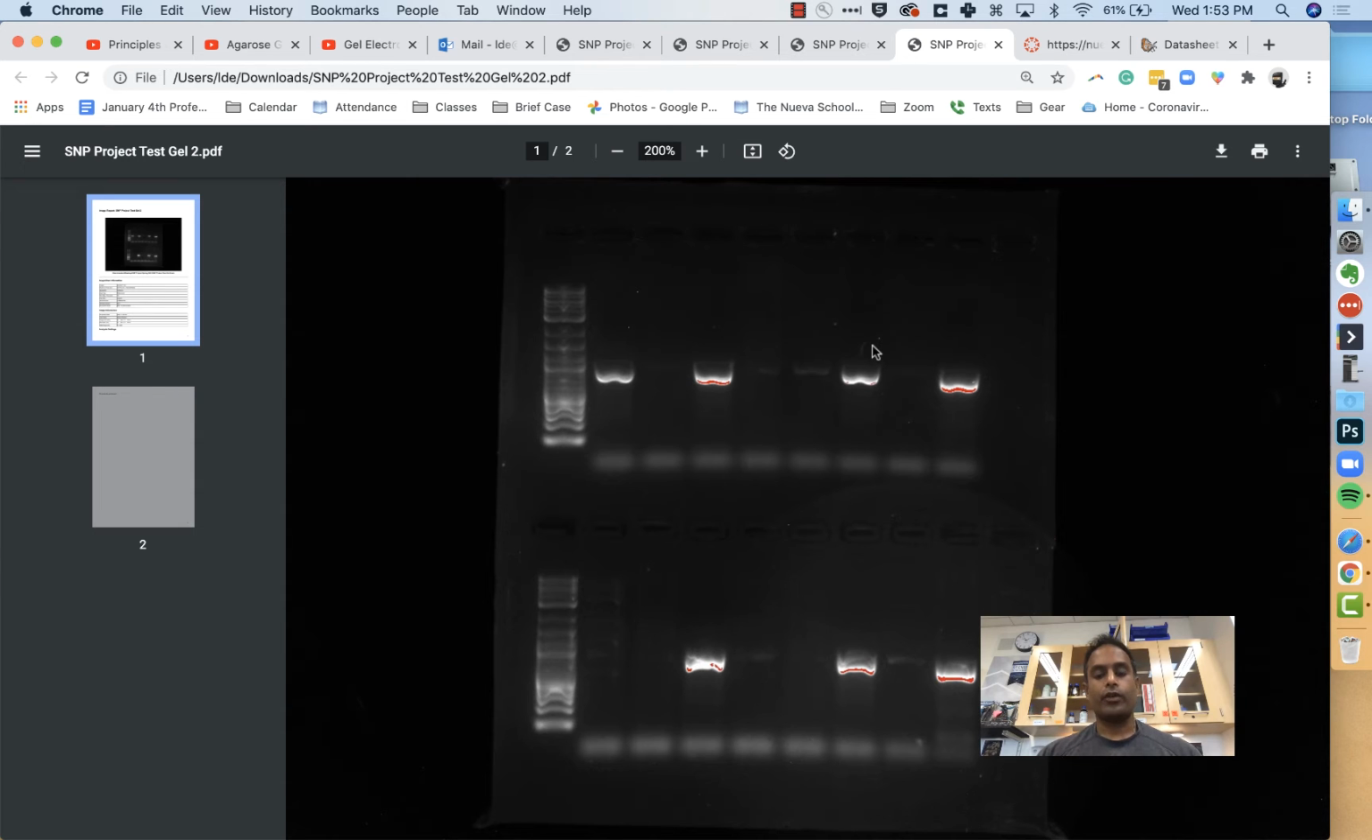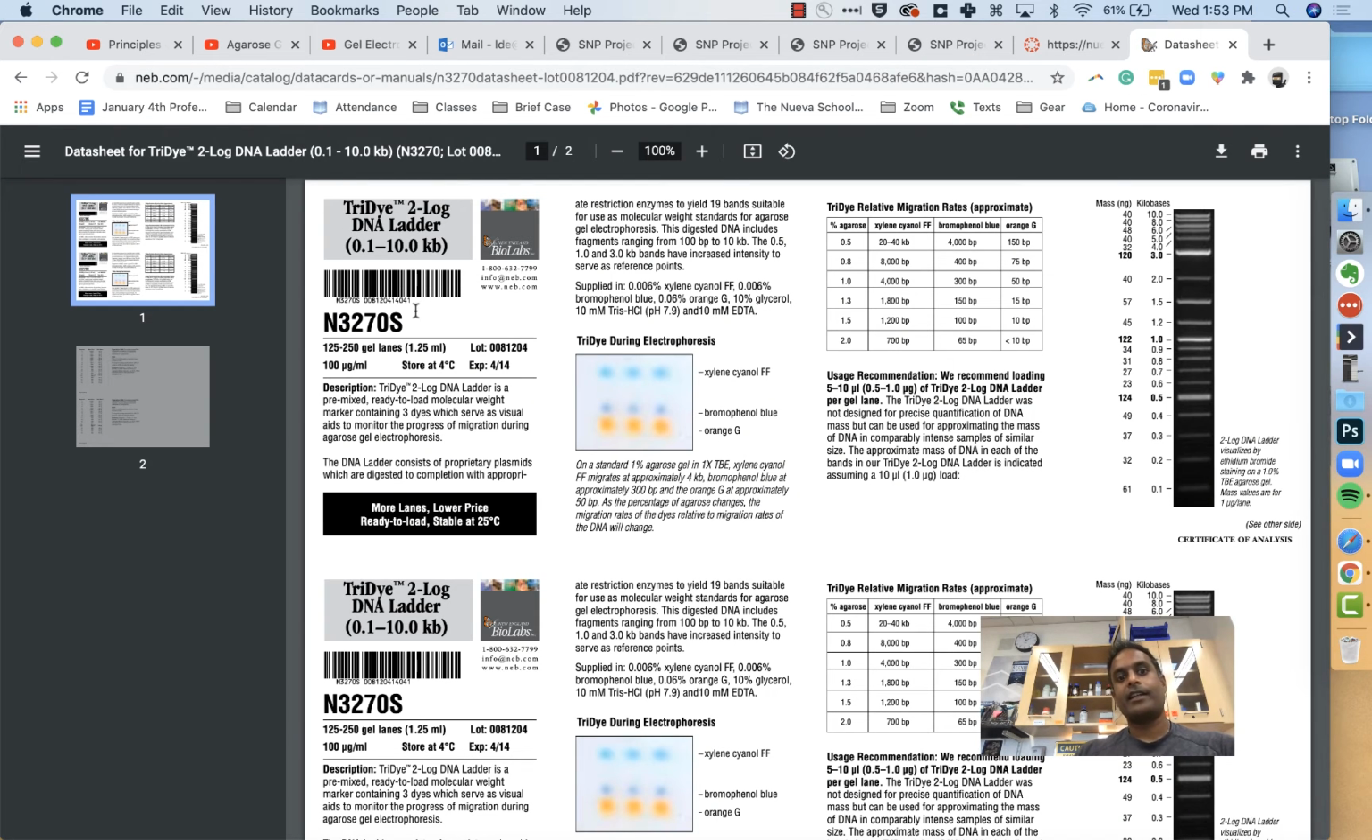Anytime you run a gel, you're going to run a ladder. A ladder is a set of known pieces of DNA and some dyes. The ladder that we're using is called the NEB tri-dye 2-log ladder. You can screenshot this, and you will need this information because you will need to look it up here. Okay, so there is both DNA and dye that is together in my ladder. When I run my gel, I'm going to run 2 microliters of this ladder along with my sample.